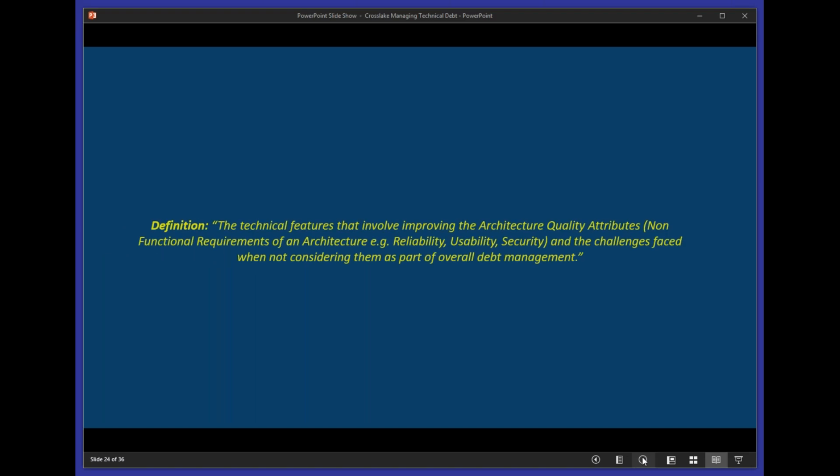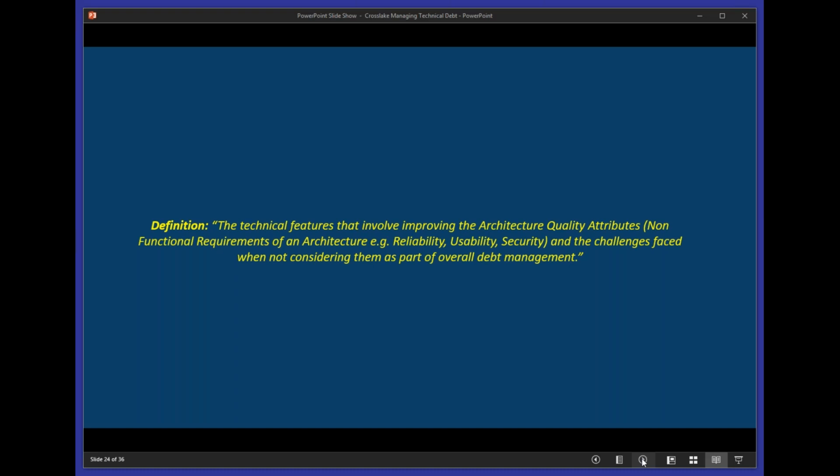Design debt is another consideration. So the technical features that involve improving the architectural quality attributes that I just mentioned, reliability, usability, security, and the other 27 plus quality attributes of a system. And the challenges faced when not considering them as part of the overall debt management consideration. And you have to go down to that level. There's no point in just picking, which is what we often see when we're consulting and doing diligence work with organizations: an organization will talk about security, reliability, and maintainability, while there's 27 other non-functional requirements or abilities that need to be considered, each one with a price tag in regards to cost and unmanaged technical debt.